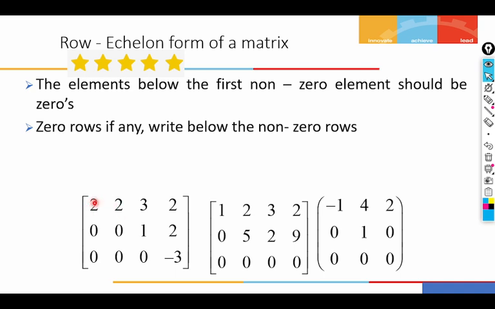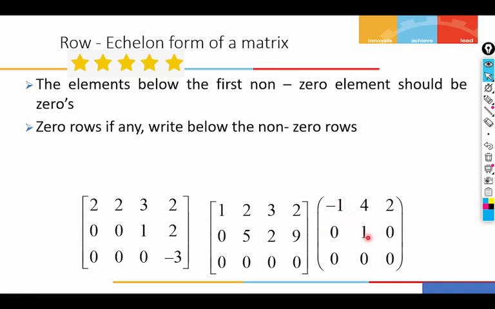So after A11, yes, the elements can be 0 or non-zero, it doesn't matter, but below A11 should be zeros. Below A11 should be 0, and so on. We'll come to that. So here is the main diagonal, A11, A22, A33. Now the rank of this matrix is 3 because there are 3 non-zero rows. All 3 are non-zero. The last row is also non-zero. So the rank of the first matrix is 3, while the rank of the second matrix is 2 because the last row is a 0 row. So the rank of this matrix is 2 because it is in row echelon form again.